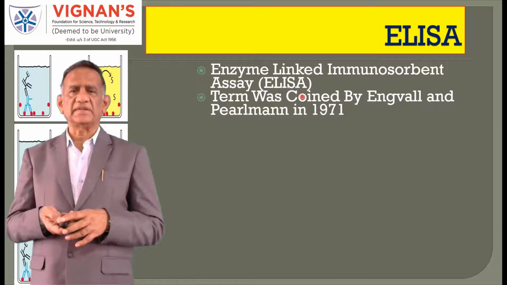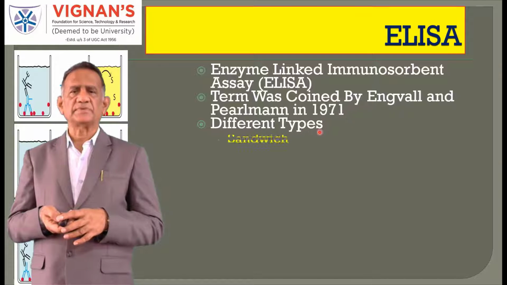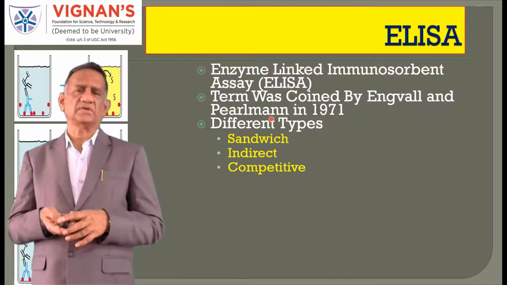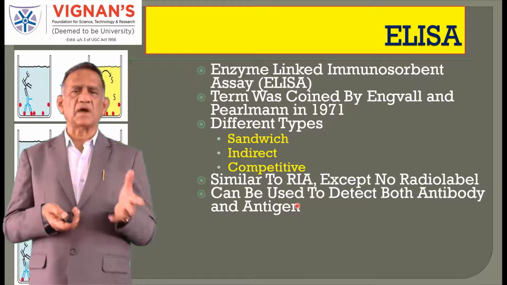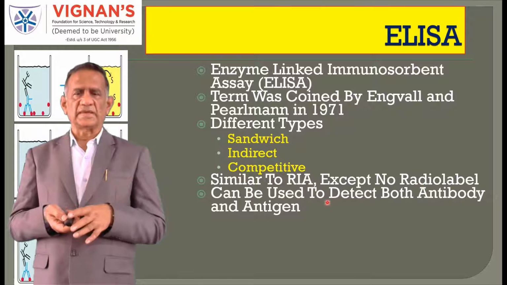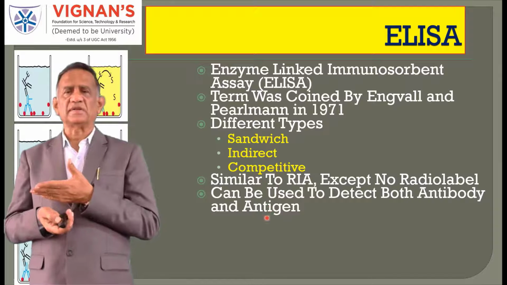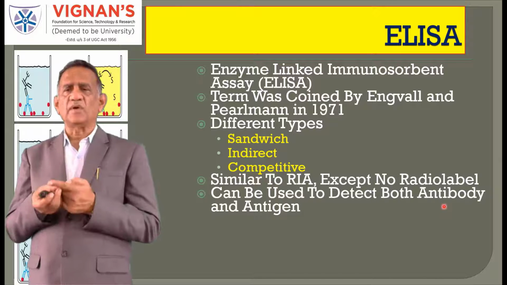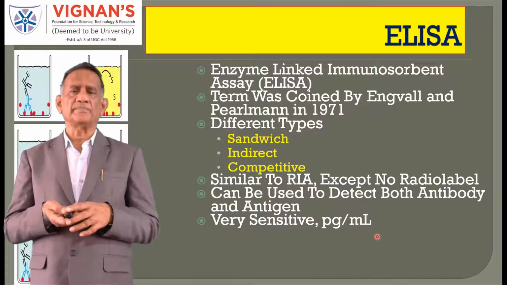The term enzyme linked immunosorbent assay was first coined by Engvall and Perlmann, and there are different types: sandwich, indirect, and competitive. It is similar to RIA, except that no radioactively labeled compound is used in ELISA. It can be used to detect both antibody and antigen. That is what we are doing in our COVID rapid blood test: we are estimating the antibodies present in the patient serum. It is very sensitive, at picogram per ml.